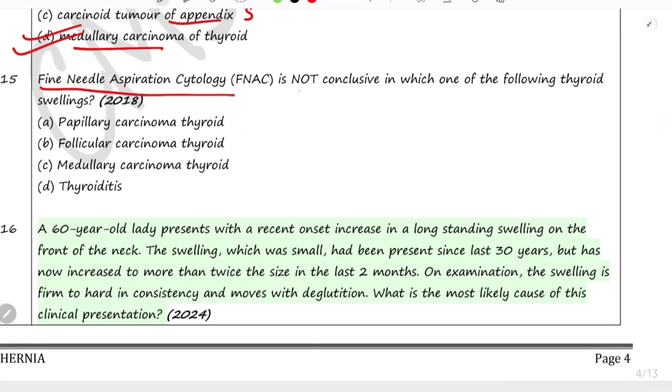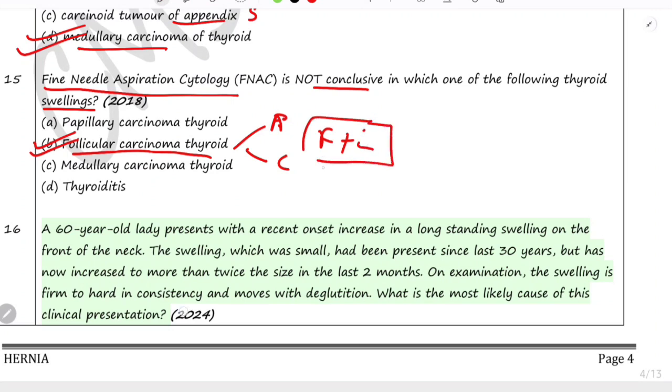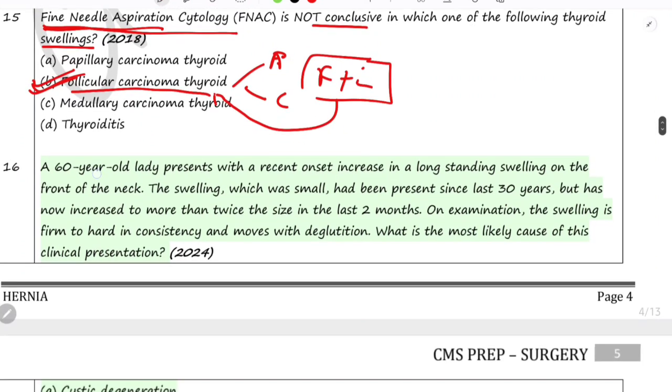Fine needle aspiration cytology is not conclusive for which of the following cancers? So the option is follicular carcinoma of thyroid. See, in follicular carcinoma of thyroid, FNAC cannot differentiate between adenoma and carcinoma. So for this we have to do frozen section. After lobectomy we have to send it to the lab, and in the lab it is confirmed whether it is carcinoma or adenoma. Hence FNAC is not conclusive in follicular carcinoma of thyroid.